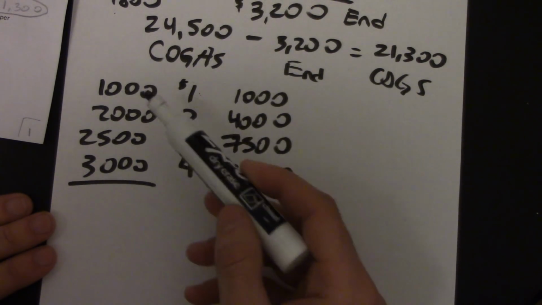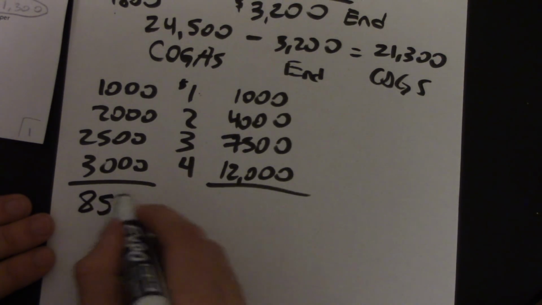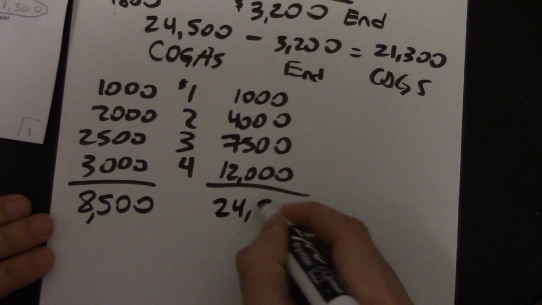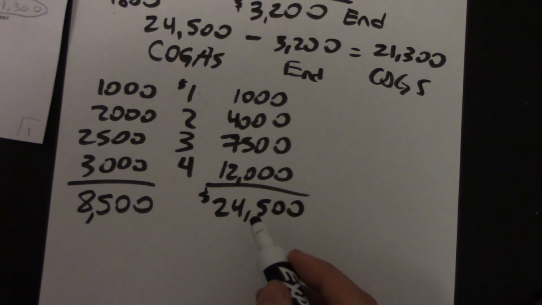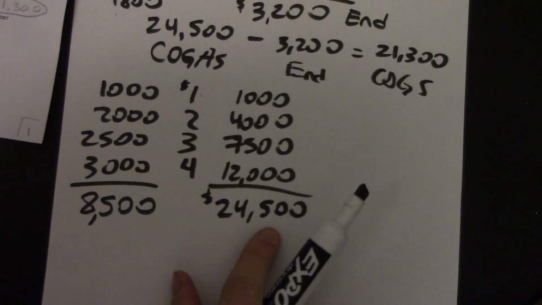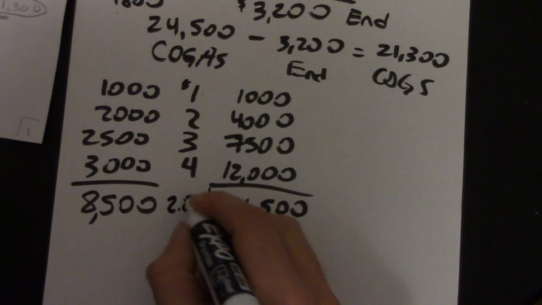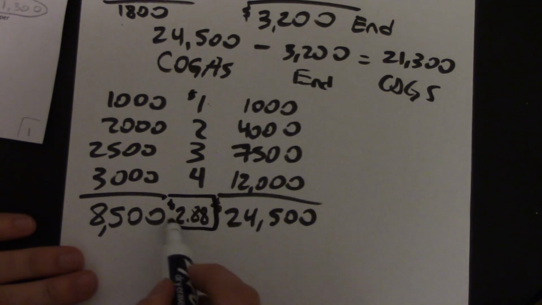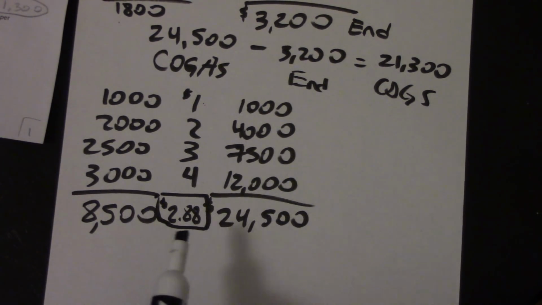So how many units do we have? We've got 8,500 units. And we've got $24,500 in inventory. To find the average cost, we take 24,500 divided by 8,500 to get $2.88. There's our average unit cost, 2.88. So every unit on average costs us $2.88.